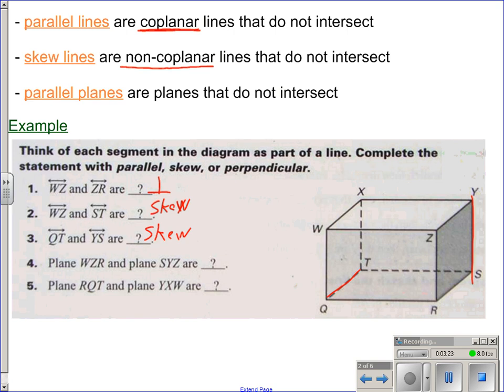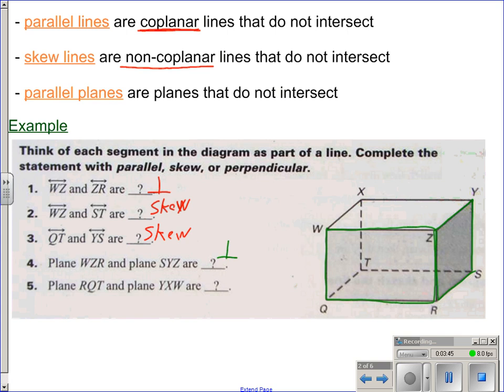All right, plane WZR. That is the front of this box. Plane WZR, we're looking at this green plane, that's the front. And plane SYZ. SYZ is the side of the box. Those are perpendicular to each other.